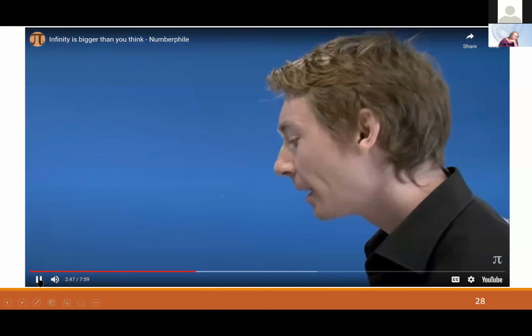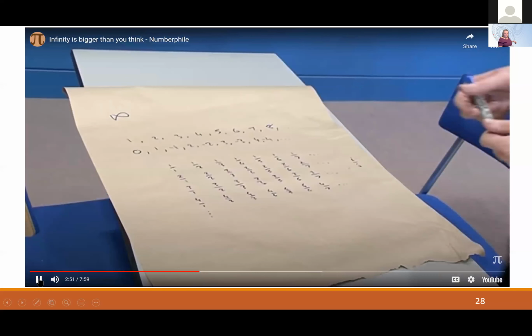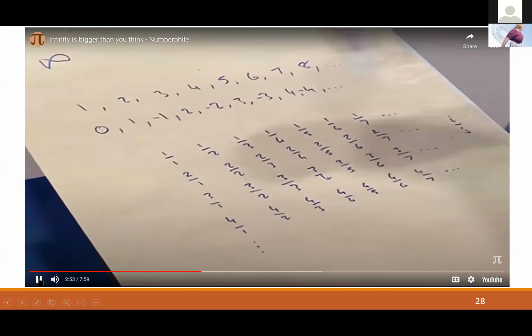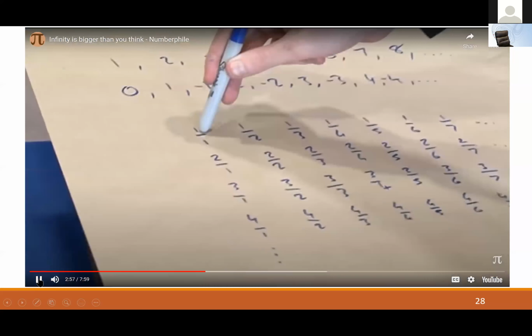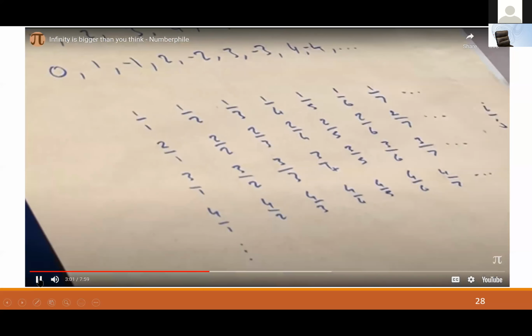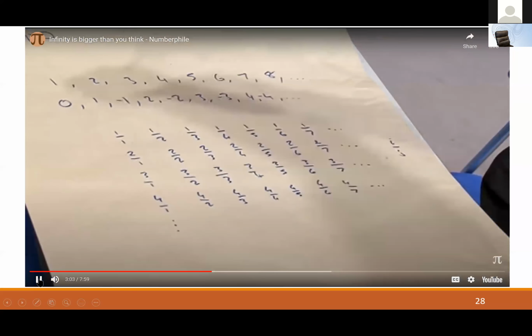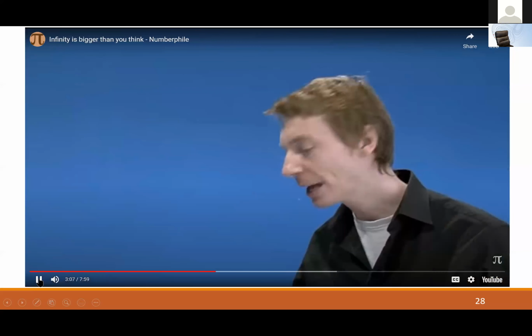Now, if I want to make a list like this, though, if I went row by row, you're going to have a problem. If you go row by row, there's 1, 1/2, 1/3, 1/4, 1/5, 1/6, 1/7. I'll keep going forever, and I'm never going to reach the second row. I can't list them that way. You'll never reach the second row.